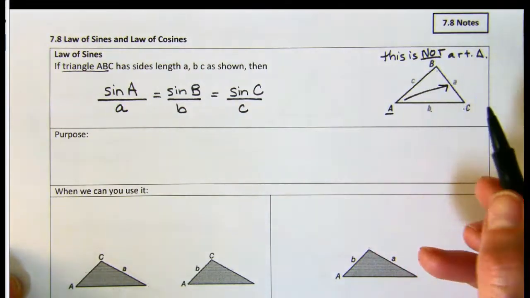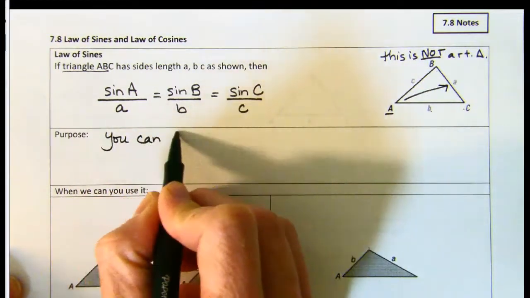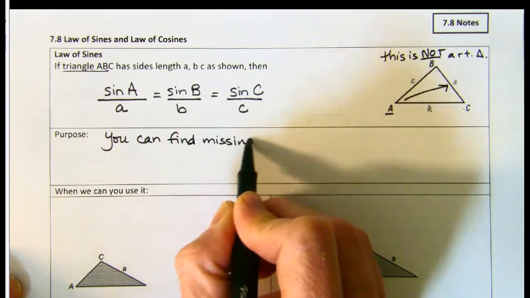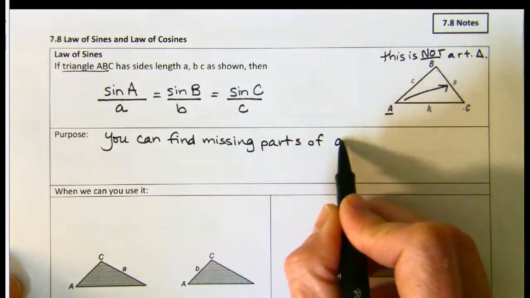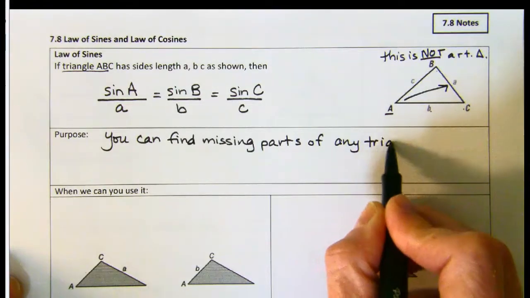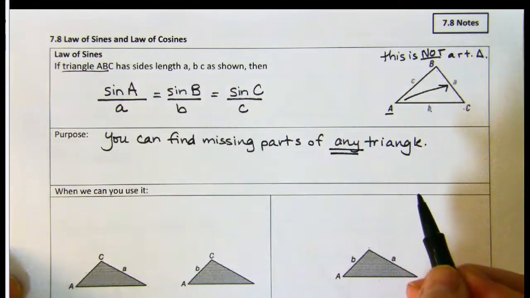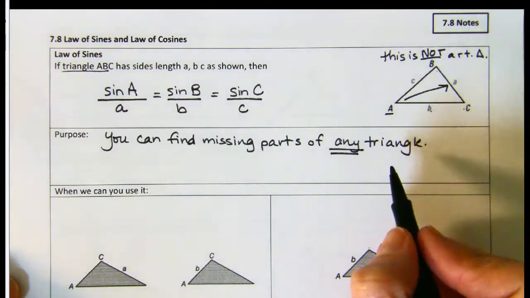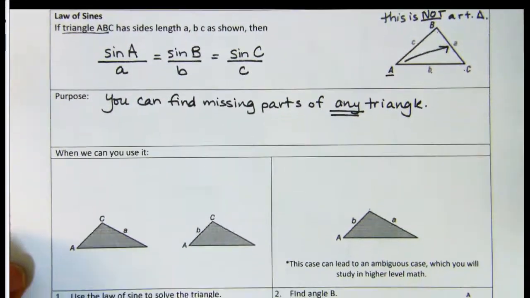Now what is the purpose of the law of sines? The purpose is you can find missing parts of any triangle. It is very important that you see that it's any triangle. We use trig ratios, the Pythagorean theorem, and geometric mean for right triangles, but this is going to work for any triangle. So when can you use it?